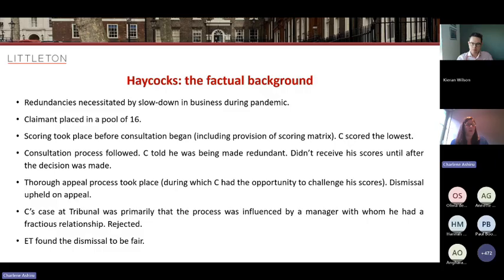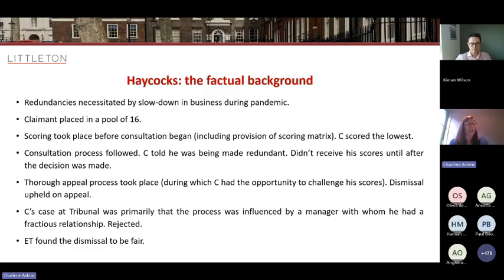So the next case that I wanted to mention is Valimulla. Now, this judgment came out just before our Court of Appeal hearing in the Haycocks case. And in that case, there was a pool of one used despite other employees in the same or similar roles in other geographic locations. And the EAT held in that case that the tribunal must apply the litmus test of reasonableness to the process and decision-making of the employer.